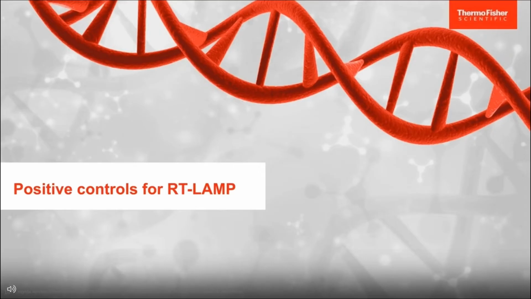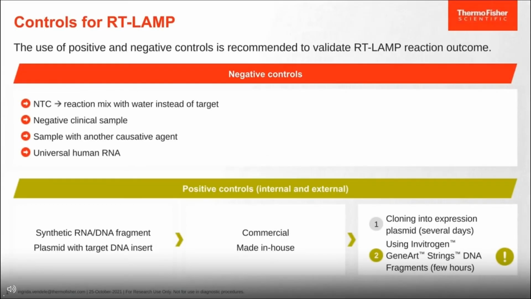And finally, I'd like to present on how to design a positive control for your RT-LAMP outcome validation. So using positive and negative controls is recommended to validate RT-LAMP reaction outcome. And when considering your negative controls, there are several options. So a no template control, where a reaction mix with water instead of a target can be used. A negative clinical sample, when we know that a target is not present in the sample.